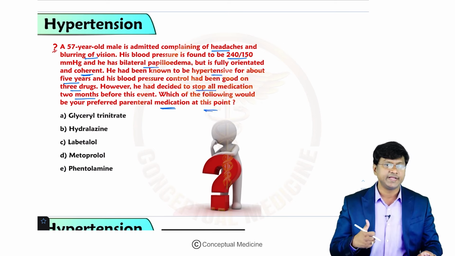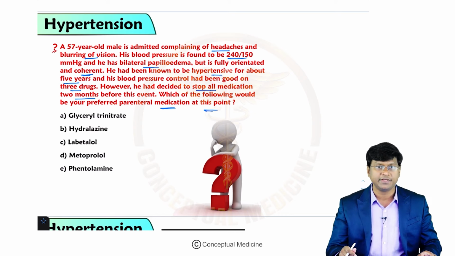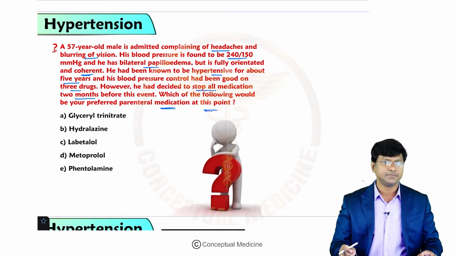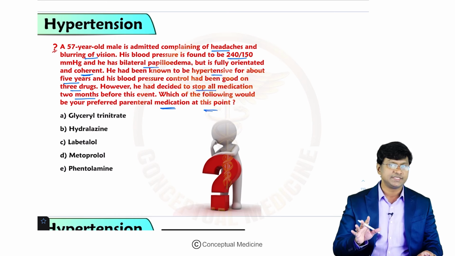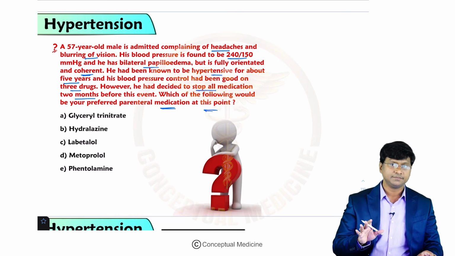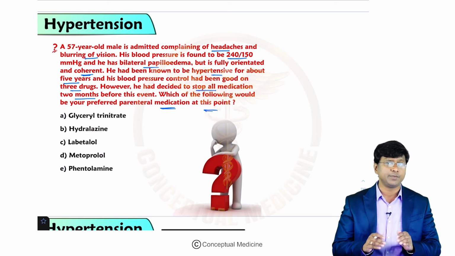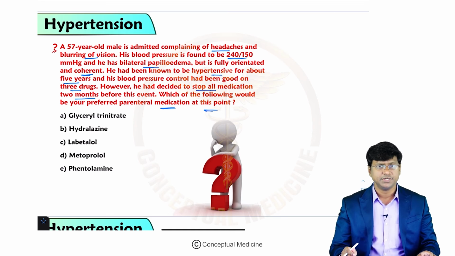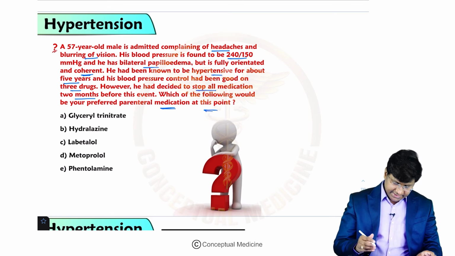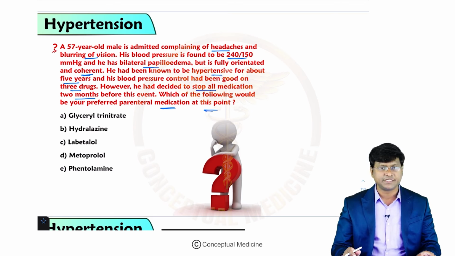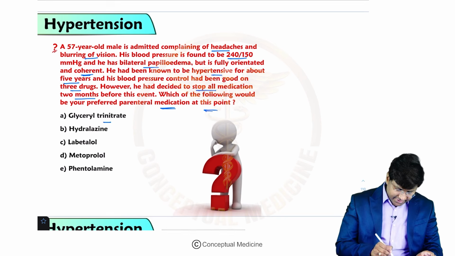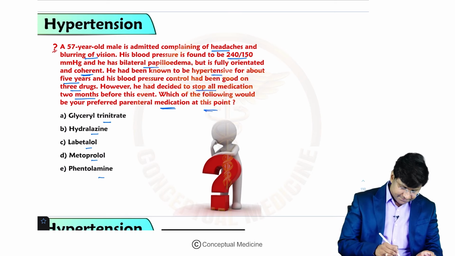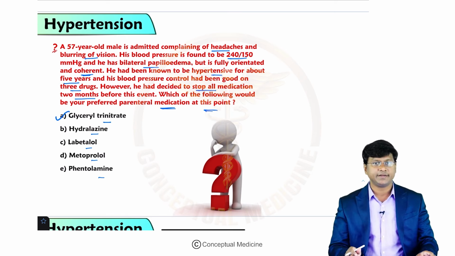So, the presentation is headache as well as blurring of vision, and the blood pressure is around 240 by 150. Bilateral papilledema is there and the individual is fully oriented as well as coherent, right? Since 5 years he has had hypertension, but he decided to stop all the medications 2 months before this event of headache and blurring vision. So now what will you give at this point? The individual is in a scenario of hypertensive emergency. The options are glyceryl trinitrate, hydralazine, labetalol, metoprolol and phentolamine. So the preferred drug here is glyceryl trinitrate, right?